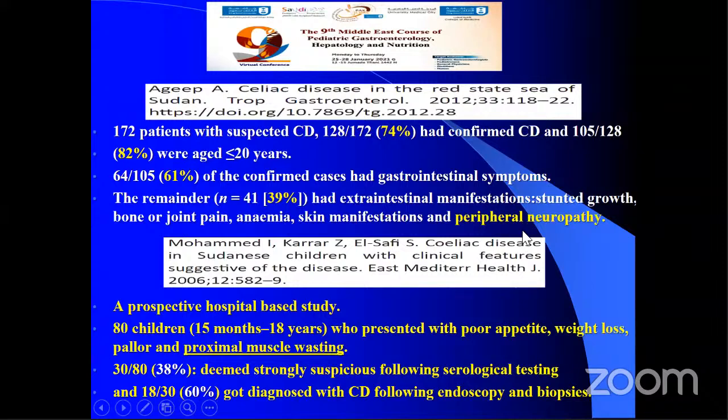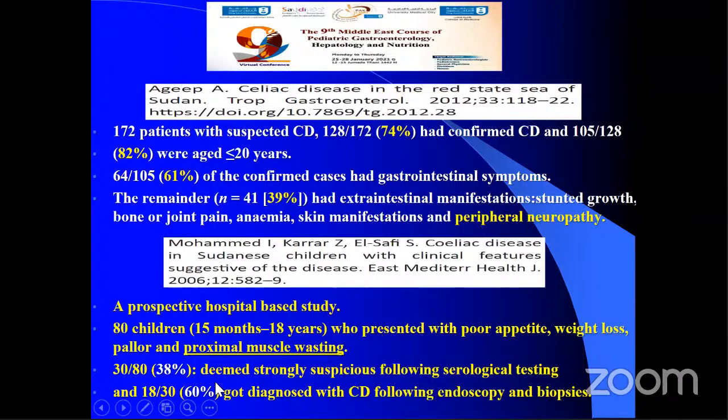peripheral neuropathy. A prospective hospital-based study by a group also in Sudanese children with clinical features suggestive of the disease, involving Professor Zain Karnar, who's also an authority on gastroenterology. It's a prospective hospital-based study of children 15 to 18 months old, who presented with poor appetite, weight loss, pallor, and proximal muscle wasting and weakness.